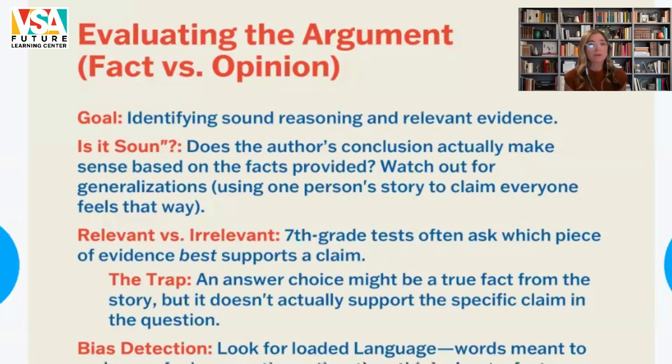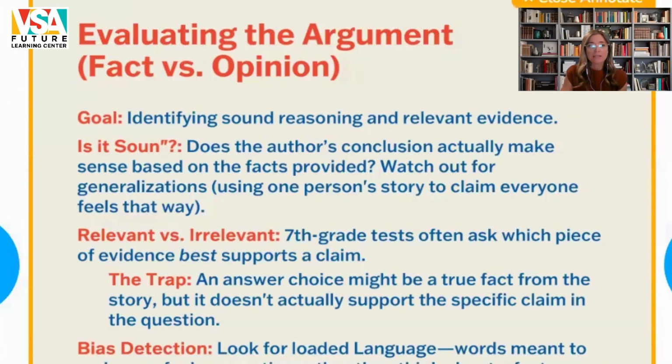So relevant versus irrelevant. 7th and 8th grade tests often ask which piece of evidence best supports the claim. I'm sure that lots of you have seen this before when you have taken either tests or you've done reading comprehension, but the trap is an answer choice might be a true fact from the story, but it doesn't actually support the specific claim in the question. So that's something that you want to make sure that you're paying attention to as well. Make sure that you're able to identify the specific claim before you go and look for how this supports it.